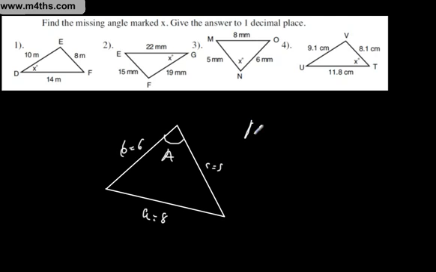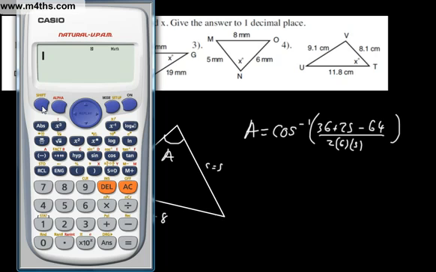So what we know is for A, the angle is equal to cos to the negative 1 of B squared, which is going to be 6 squared, which will give us 36, plus C squared, which is 25, minus A squared, which is minus 64, all over 2BC. Okay, so we're going to get this value here, 2BC, so it's going to be 2 times 6 times 5. And if we put that straight through the calculator, we'll get the following.